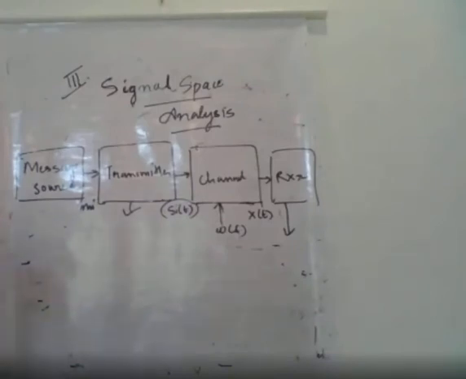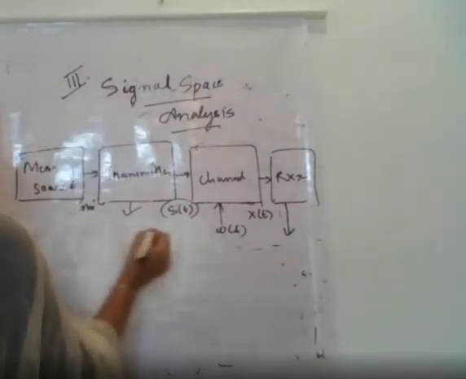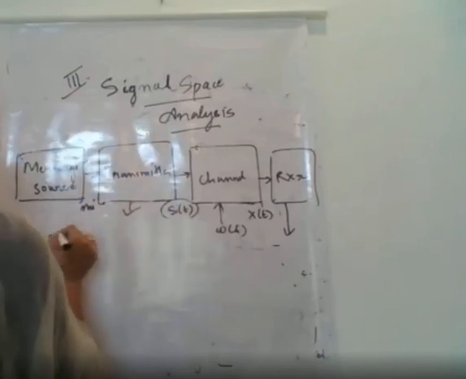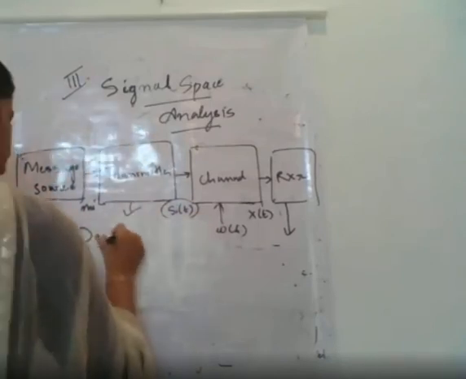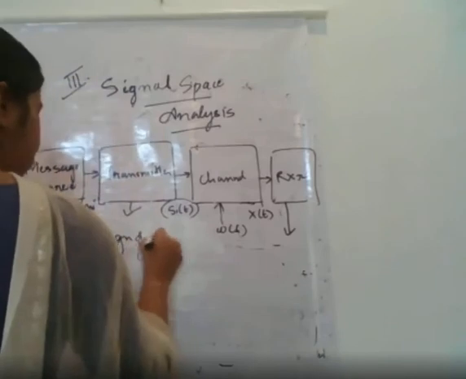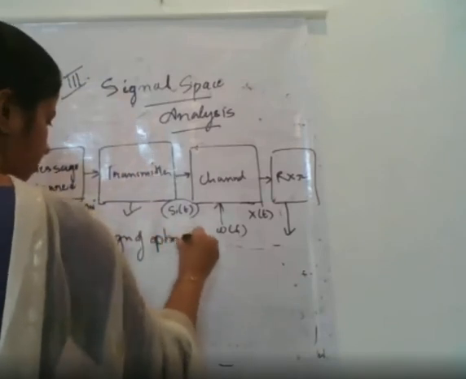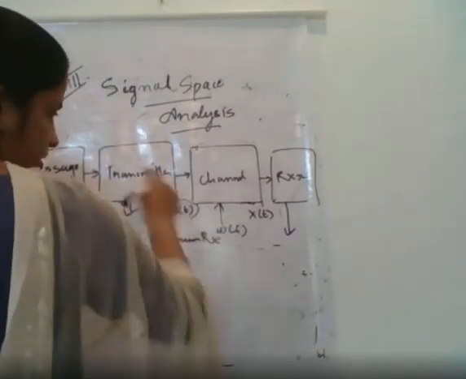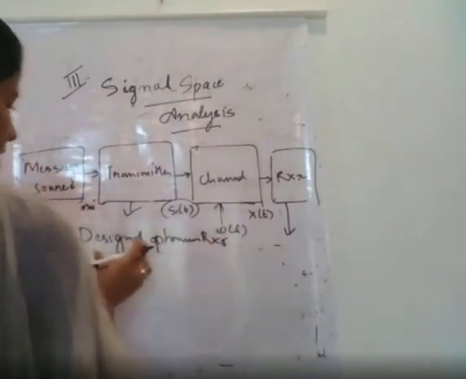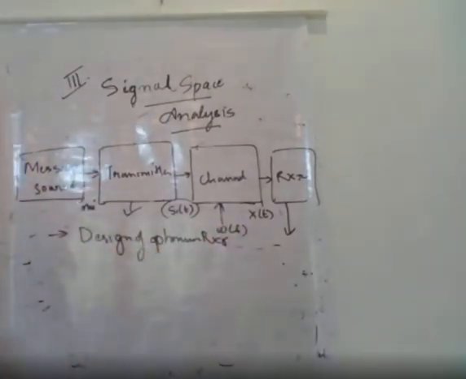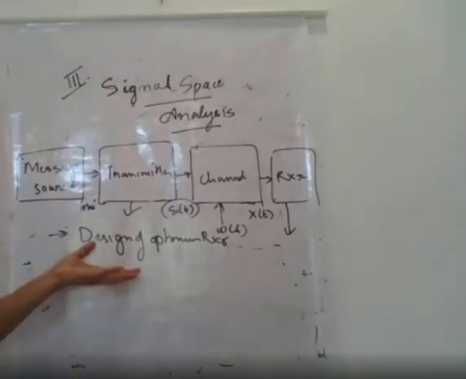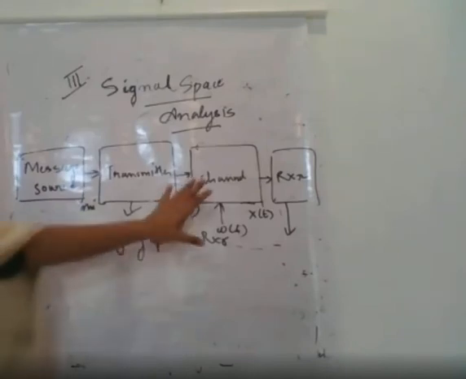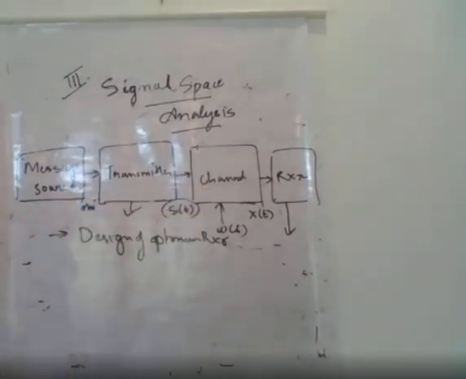So this channel model provides a basic design for the optimum receiver, which we will study. For this we use a geometrical representation of a set of transmitted signals s_i of t. This optimum receiver we will study in this module later. So this channel model provides a design of the optimum receiver.